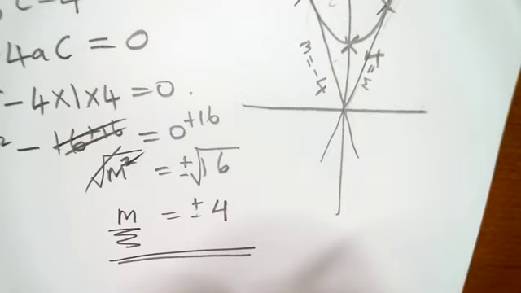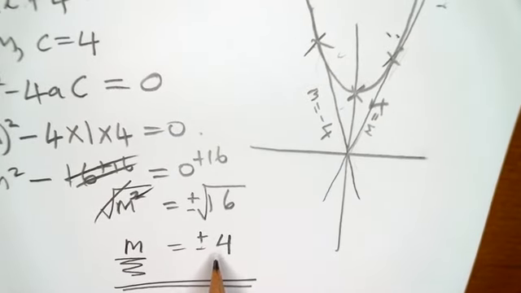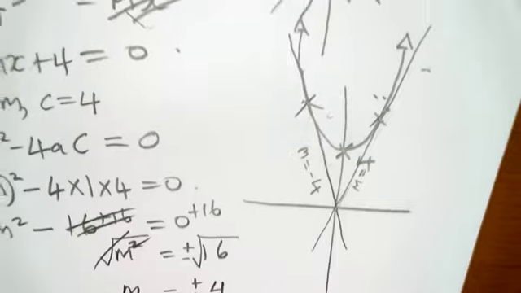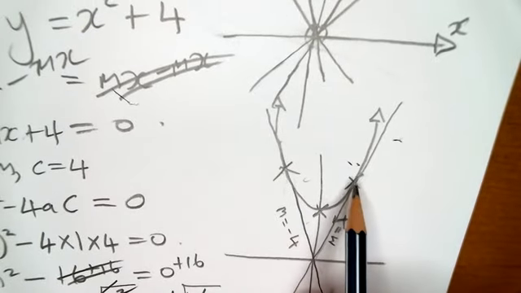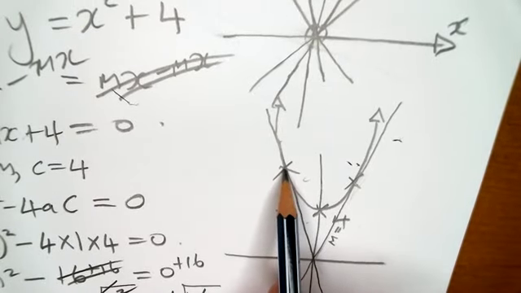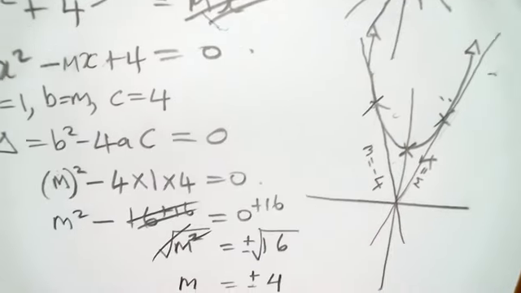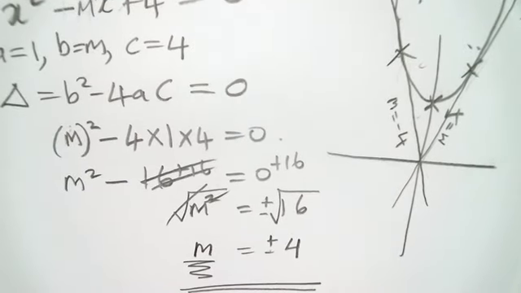All right, so the possible values of m, in other words, the gradient of the straight line, are such that it intersects with the parabola at just one point, and that's how we would go ahead and find that. Hopefully that makes sense.